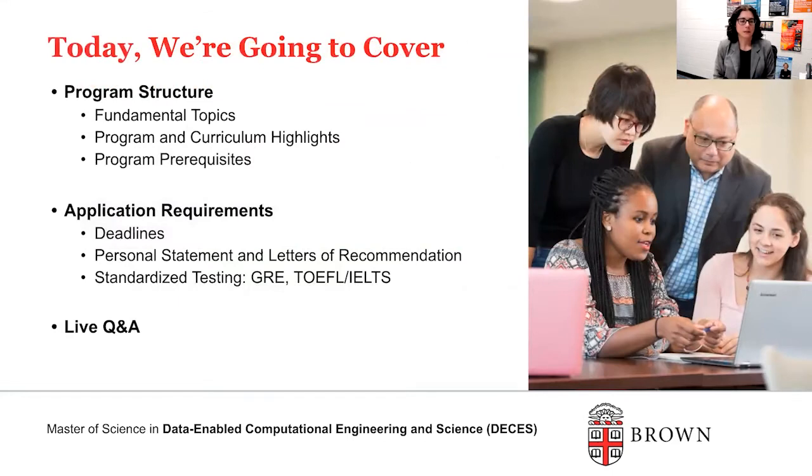And then this is the table of contents, if you will, what we're going to be covering in this info session tonight. We're going to go over the program structure, including the fundamental topics of the program, the curricular highlights of the program, and the prerequisites, what we're looking for if you're applying to this program. And then we're going to go over in detail the application requirements, including, of course, the deadlines, what's required to apply, including your personal statement, your letters of recommendation, and then the tests that we require for this application and how you get those tests sent to us here at Brown University. So we're going to go through all of those topics, and then we're going to save time at the end for a Q&A. So I think we're ready to kick things off.